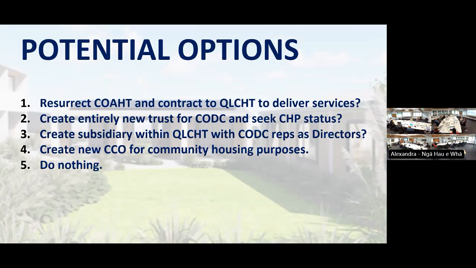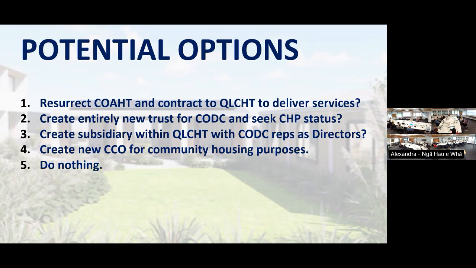So, potential options. This is me just throwing some ideas out there of what you might want to do. I'm sure you've got your own thoughts as well, but one is, you could resurrect your old Central Otago Affordable Housing Trust in some form. That trust could contract to us to deliver the services. It could be the front face saying, we're up and running and doing community housing, and we could be at the back door doing the work, using the skills and experience that we've already got in-house to help deliver.